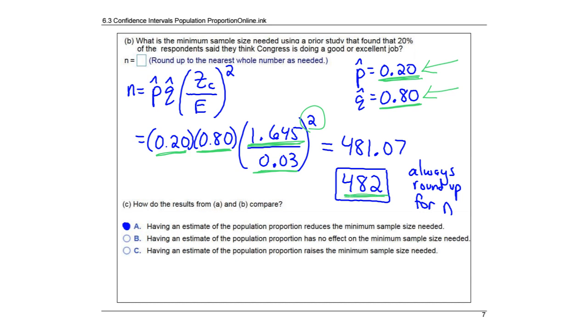All right, so at this point, they want to know what happens if you don't have the estimate for P versus you do have the estimate for P. So when we didn't have it, we needed a sample size up in the 700s. When we did have an estimate, now we're down to only needing 482. So it actually reduced the minimum sample size needed.